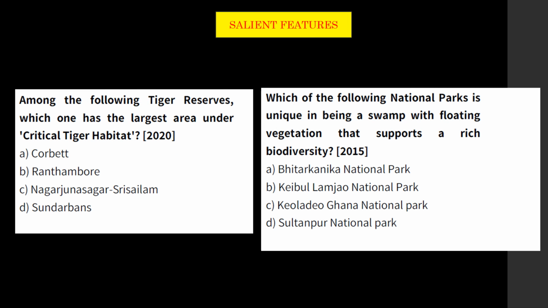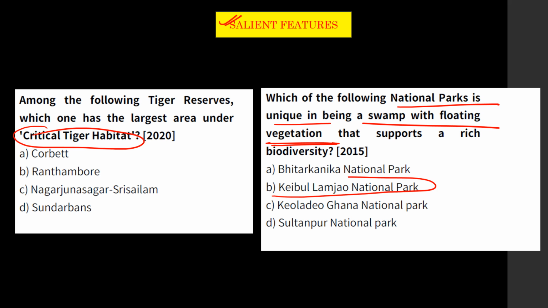Next, we can see the salient features question. Which of the tiger reserves has the largest critical tiger habitat? Again, you can see which of the national parks is unique for being a swamp with floating vegetation. Floating vegetation is Keibul Lamjao National Park. Floating vegetation, a lot of questions have come on this topic. A lot of questions have come on this floating lake.